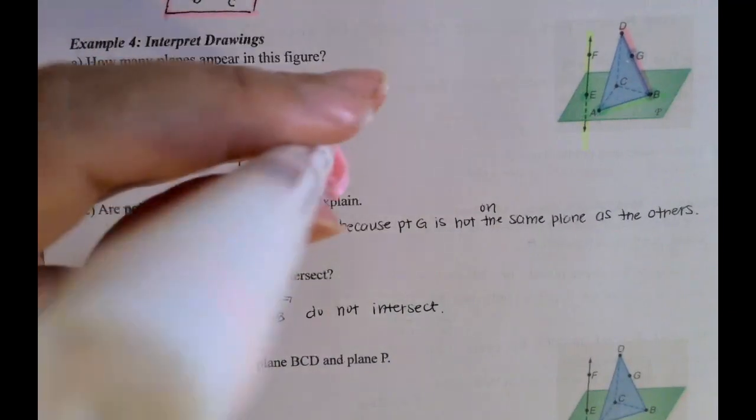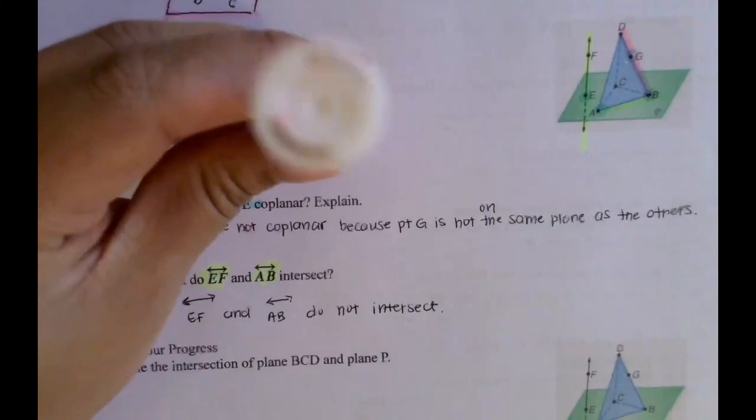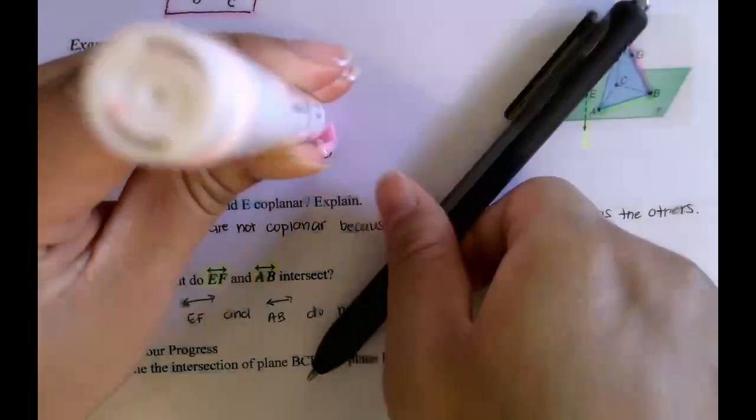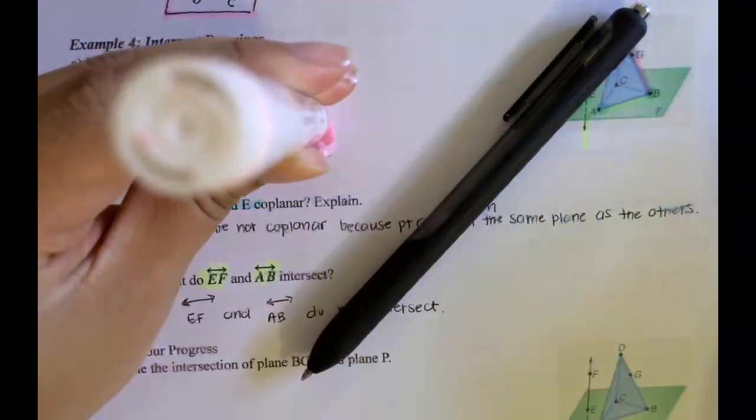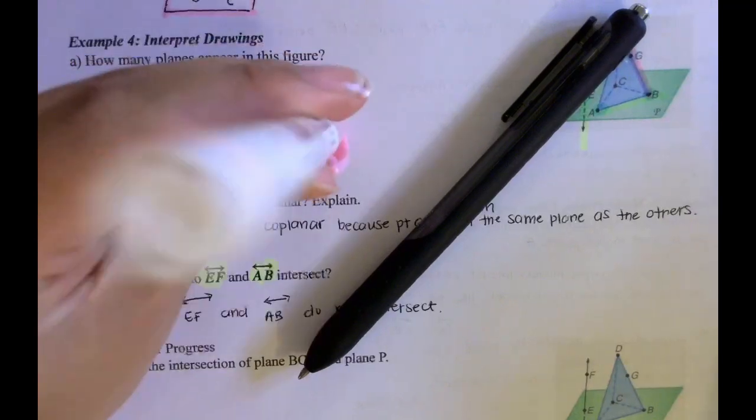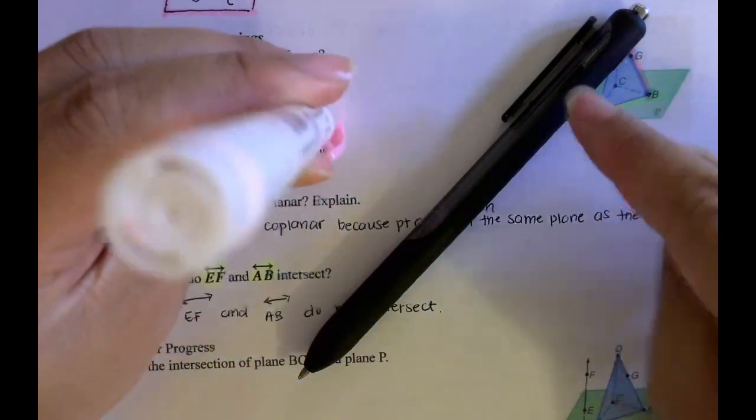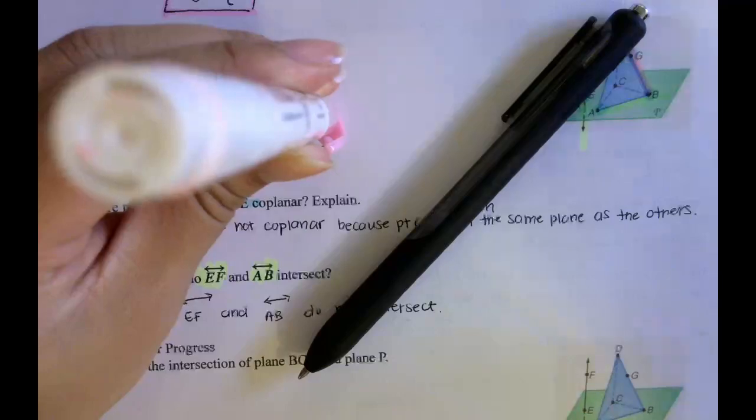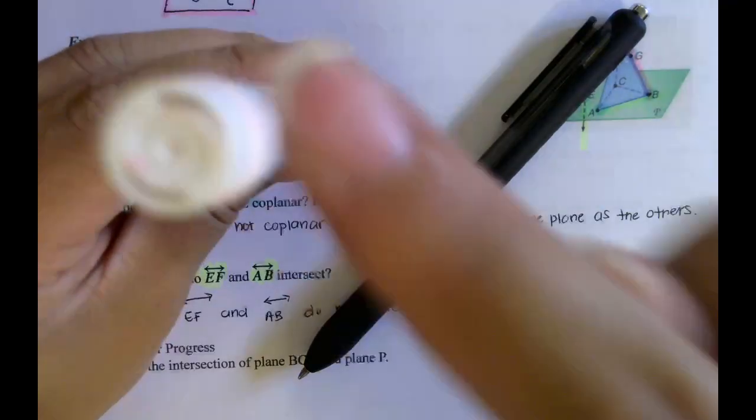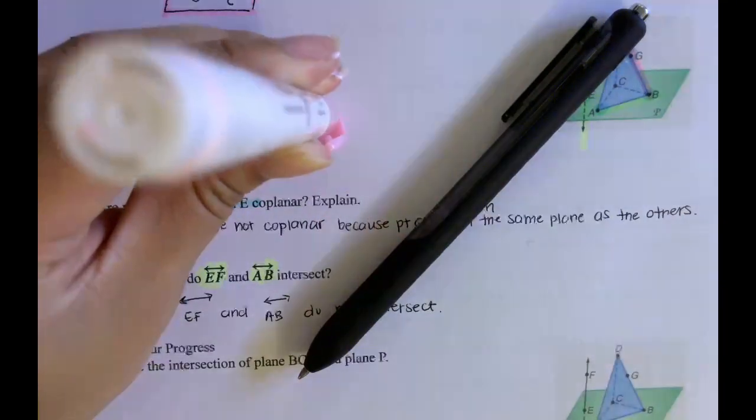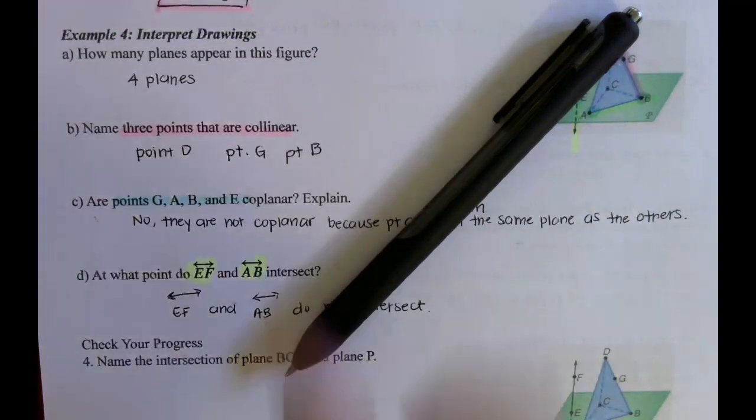I know that sometimes it could be hard to visualize something 3D on a 2D picture, but EF essentially is going straight up and down, and then AB is lying across like this. You can imagine that my pink highlighter and this black line will never intersect. That's kind of like what EF and AB are. They never intersect.